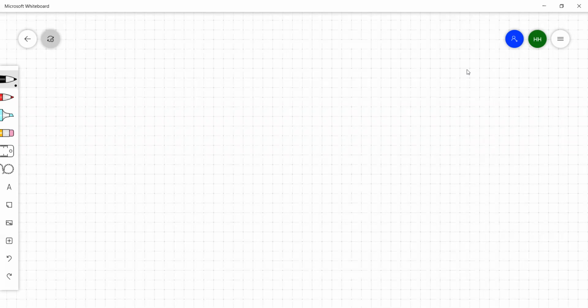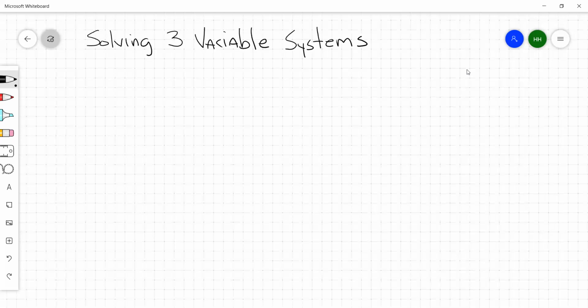All right, so again, what we're doing today is we are solving three variable functions systems. And the first thing I'm going to do is number 15 from yesterday, which was page 171. So this is page 171. This is number 15. And it looked like this.